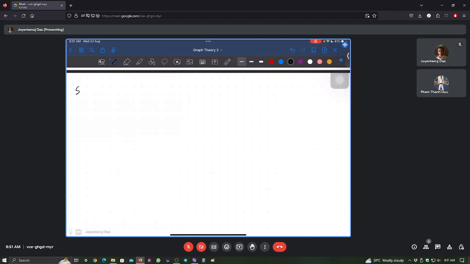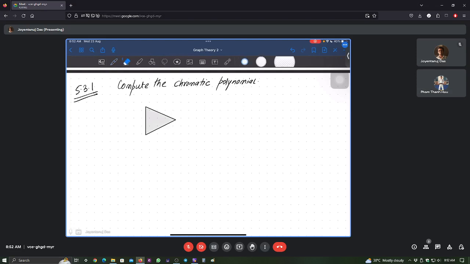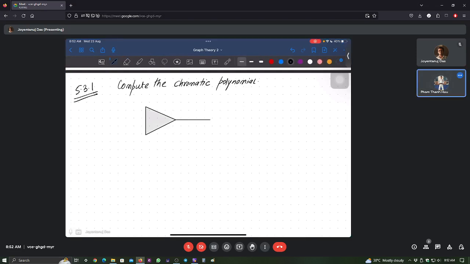So the first one is, we have to compute the chromatic polynomial of the following graph. Suppose I have this graph. So there are four vertices. So what will be the chromatic polynomial? Let me try it.